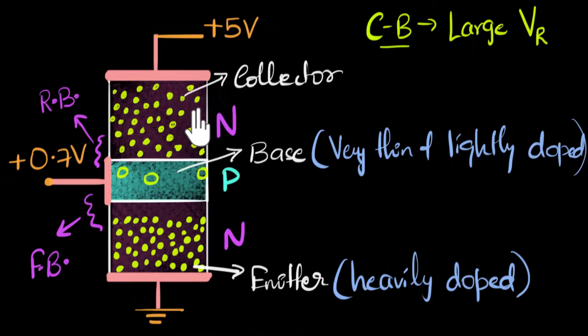But anyways, to make sure that this reverse breakdown voltage is high enough, the collector is usually lightly doped. You get that? It's nothing to do with our operation of amplification, but just to make sure it doesn't undergo breakdown. So this is lightly doped.